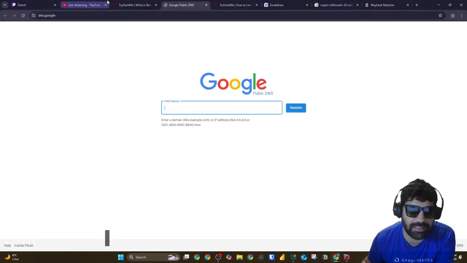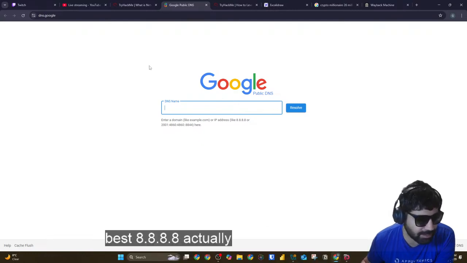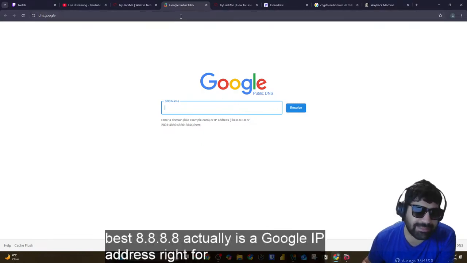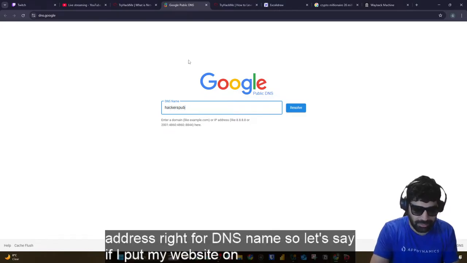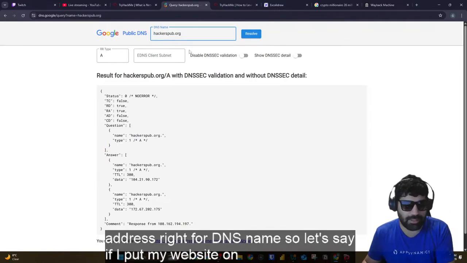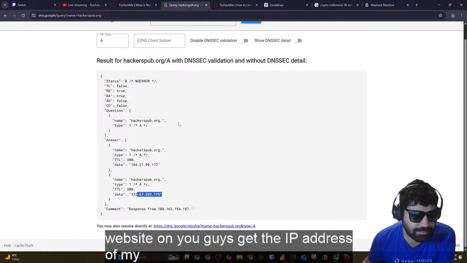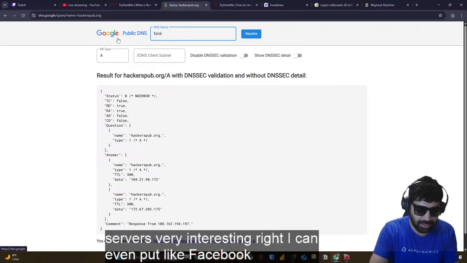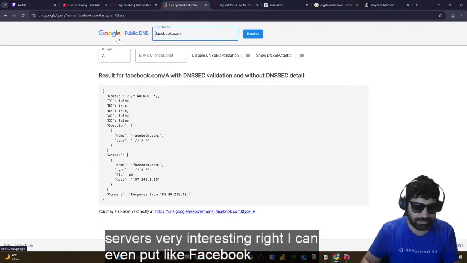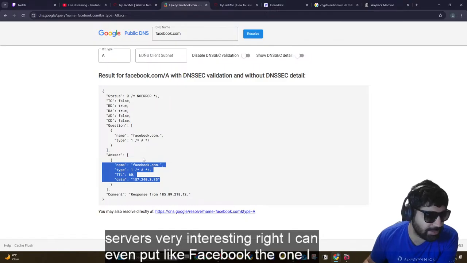This is a very interesting thing too, because 8.8.8.8 actually is a Google IP address, right? For DNS name. So let's say if I put my website on it, you guys get the IP address of my servers. Very interesting, right? I can even put Facebook. The one I connect to, this is the server.